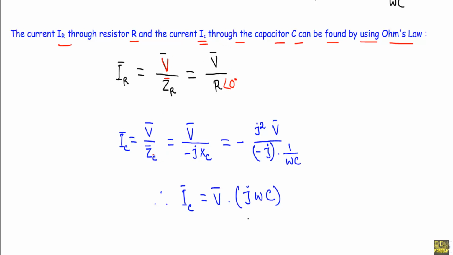We know that ZC is equal to minus JXC. If I take minus here and J square here, we know the value of J square is minus 1. So this minus 1 will get multiplied with this minus sign, which will be plus. So it will not change any value here. So I can write this into this, minus J square over V minus J XC is equal to 1 over omega C. So finally I will get the current through the capacitor, which is IC equal to V into J omega C.